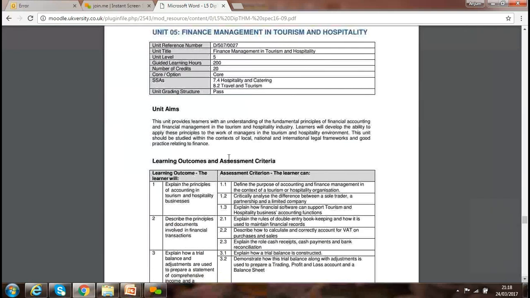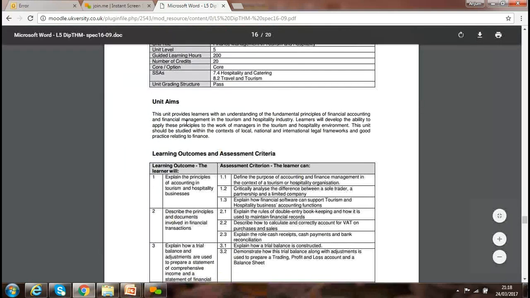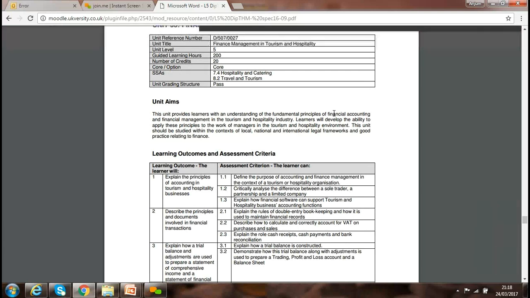The unit covers the fundamental principles of financial accounting and financial management. So our focus will not be just financial accounting; it will be focused on financial management. Does anybody know the difference between financial accounting and financial management? Not really.